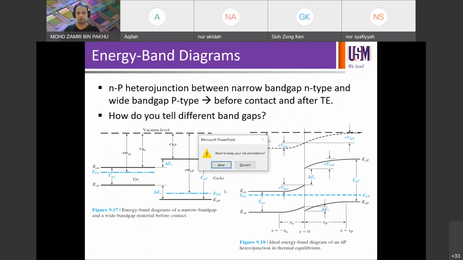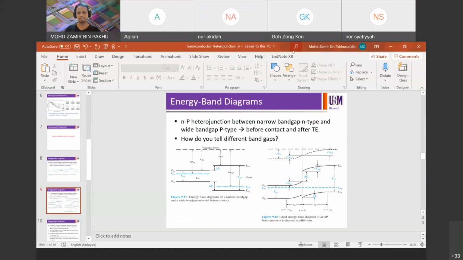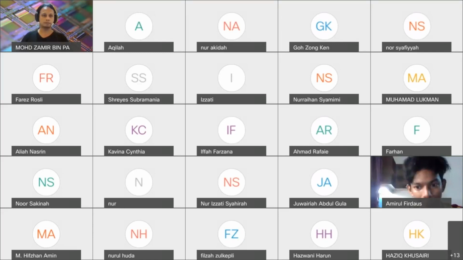So is it okay so far on semiconductor heterojunction? Can you follow? Okay, any questions so far about heterojunction? All good.